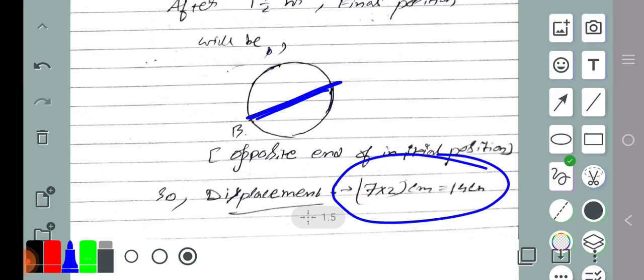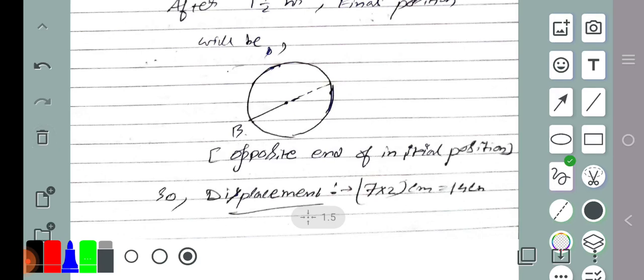Because if this is the displacement, see, the minute hand at the beginning, at 6 p.m., is there, and after 1.5 hours, the minute hand is there. So this diameter is the displacement only. As the radius is 7 centimeter, the diameter will be 2 times 7, 14 centimeter. So displacement will be 14 centimeter.